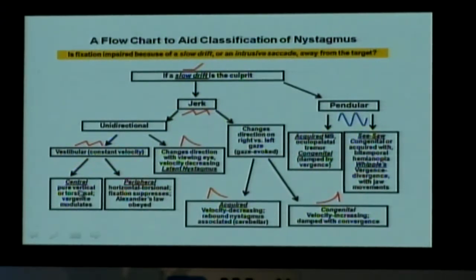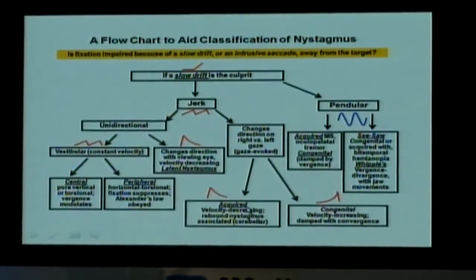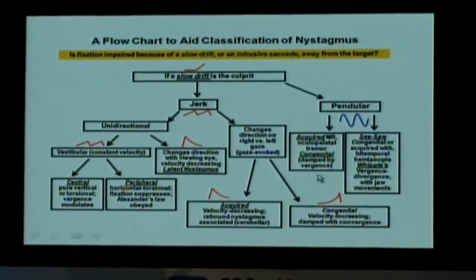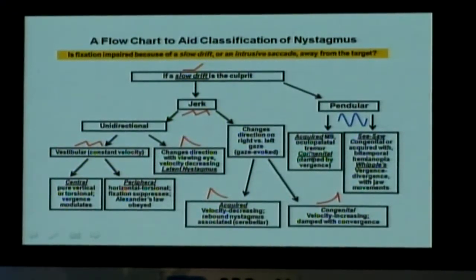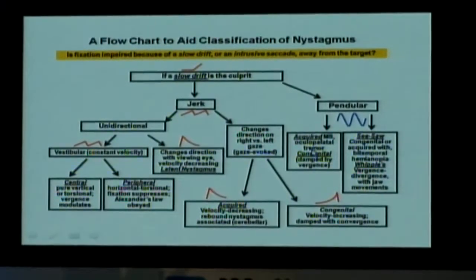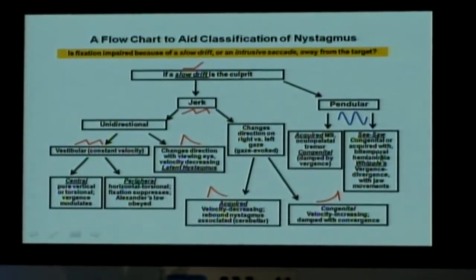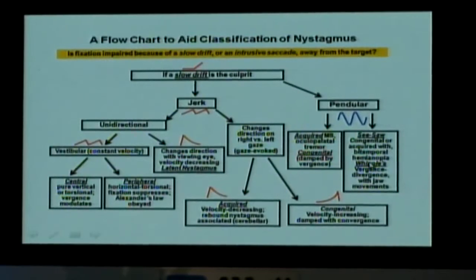And then there are these rules for vestibular nystagmus, which I just told you about: central is pure vertical or torsional, peripheral is horizontal-torsional. Now, if it changes direction depending on whether you're looking right or left, we call that gaze-evoked nystagmus, and that's often central. If it's acquired, we often see it with cerebellar disease, and it can be congenital as well. If it's pendular and acquired, we often see it in multiple sclerosis or with ocular palatal tremor, or it can be congenital. And finally, we have these unusual forms: seesaw, Whipple's disease, etc.